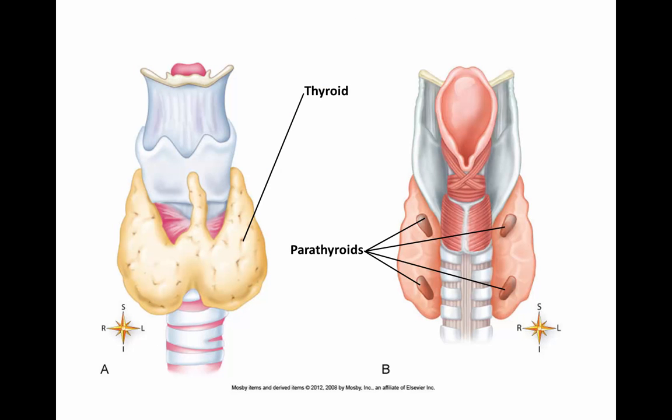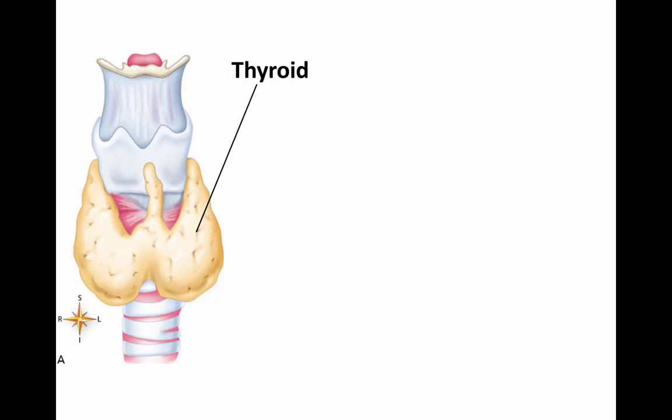Next, we move on to the thyroid and parathyroids. The thyroid is located around the trachea, inferior to the larynx. The four tinier parathyroid glands are found on the posterior side of the thyroid. Hormones released by the thyroid are triiodothyronine, or T3, and thyroxine, T4.